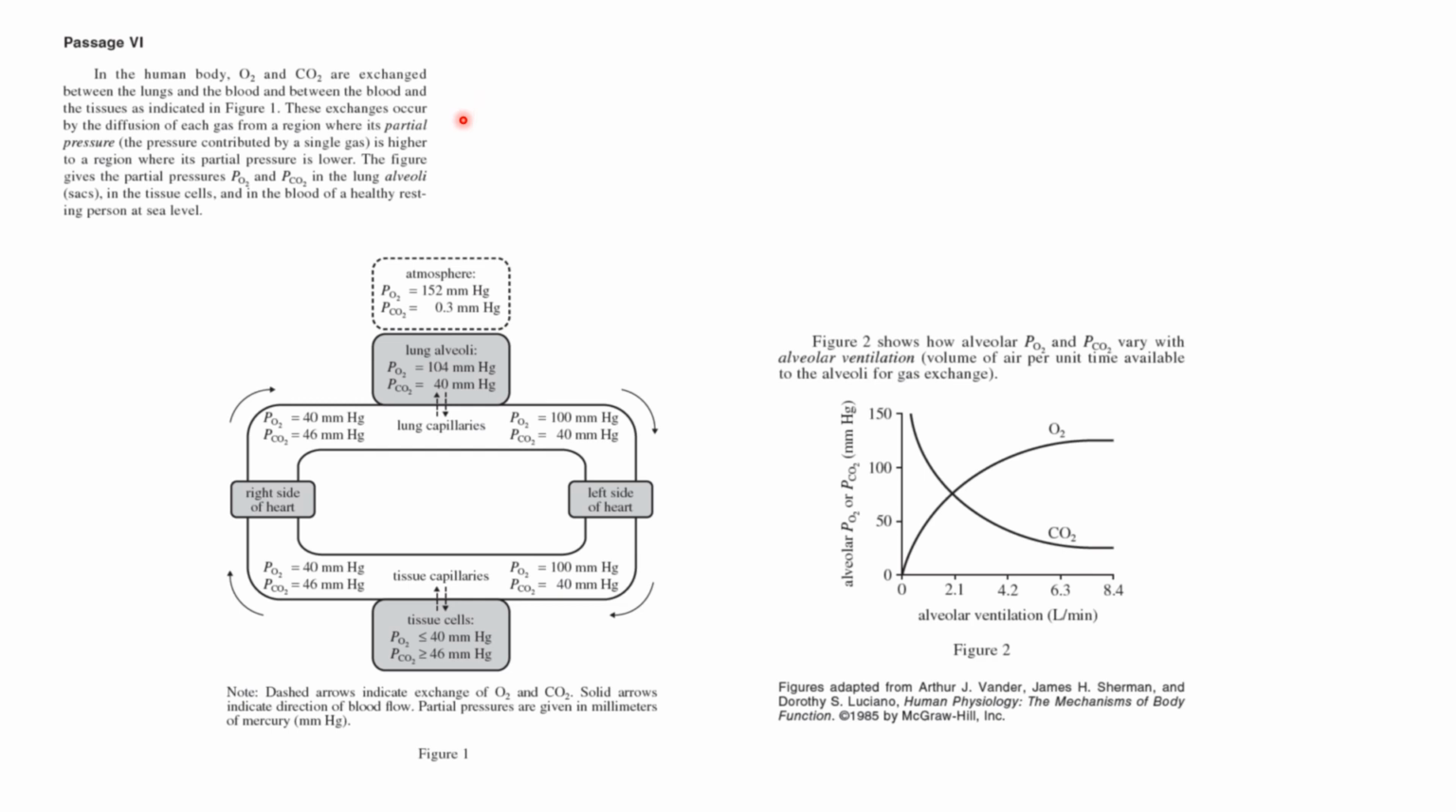we see in the body O2 and CO2 are exchanged between lungs and tissue, so it looks like we have pressure of O2 in the atmosphere and the lung alveolar and lung capillaries. Looks like we're moving clockwise, left side of heart, right side of heart. And then we have alveolar ventilation. Don't even know what that is for sure. And pressure on the X and Y axis. And that's it. And I'm moving to the questions.